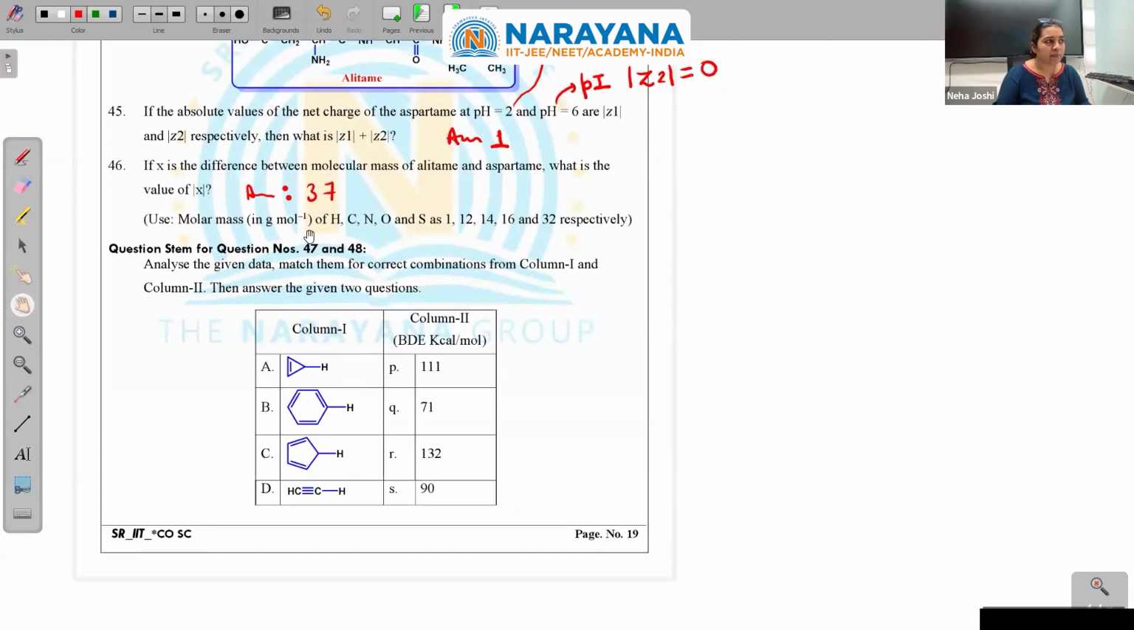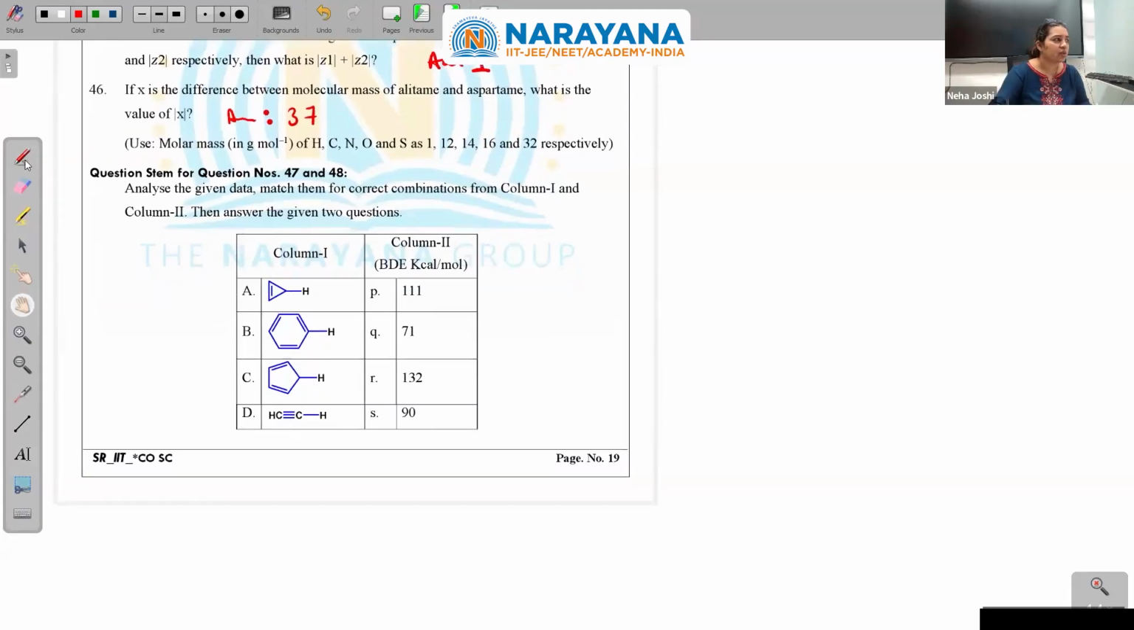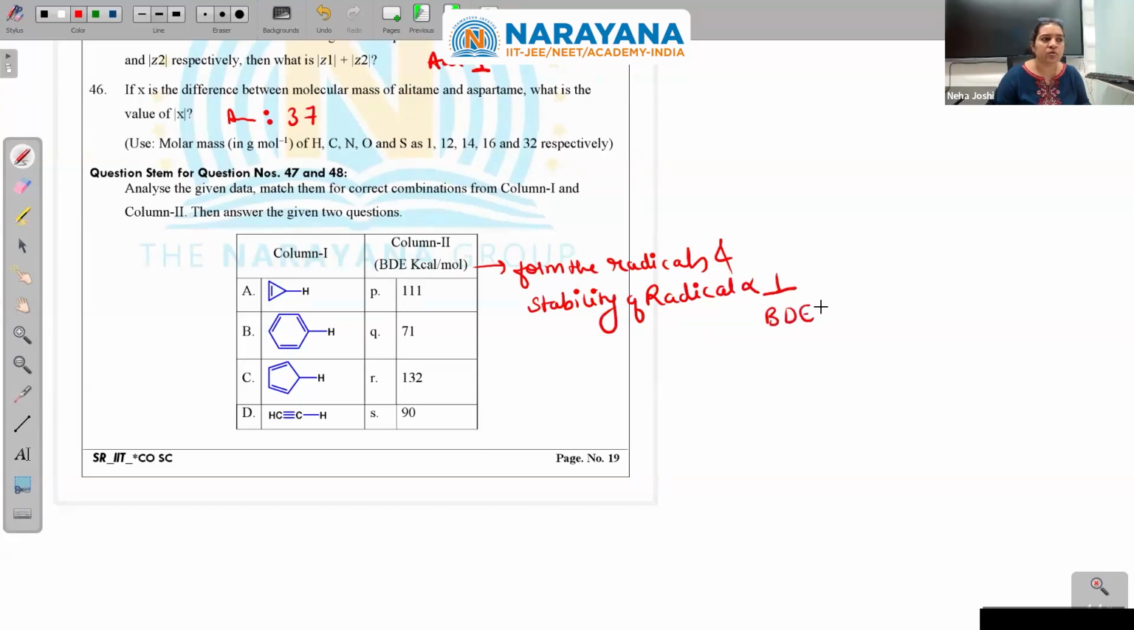Analyze the given data, match them for the correct combination from column 1, column 2, and then answer the given questions. Okay, so BDE means forming the radicals, right? You have to form the radicals, and the stability of a radical will be inversely related to the bond dissociation energy of the bond. So A, if I take, we'll remove this. This is formed. This is formed.